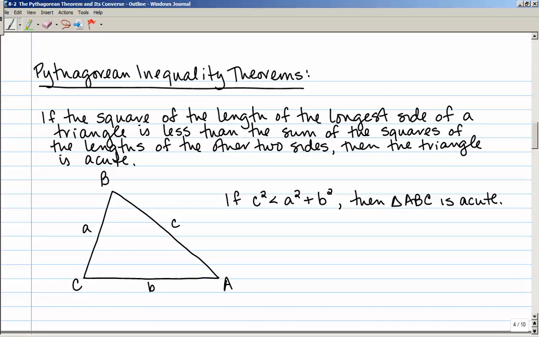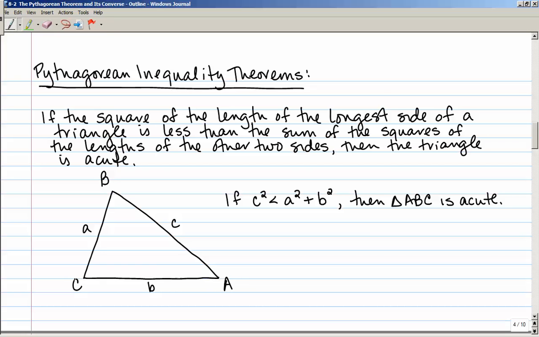This is the Pythagorean Inequality Theorem. Actually, there's two of them. If the square of the length of the longest side of a triangle is less than the sum of the squares of the lengths of the other two sides, then the triangle is acute. Okay, that's really wordy. In other words, if you take the longest side and you square it, and that is less than the other two squared and added together, then triangle ABC is acute.